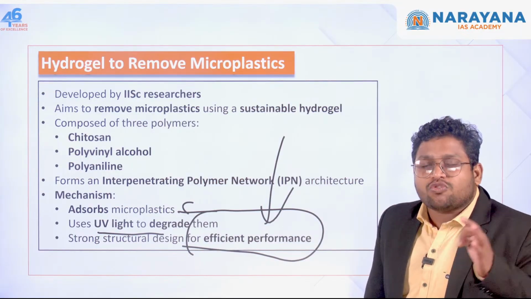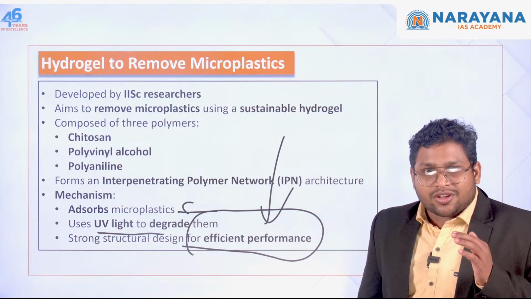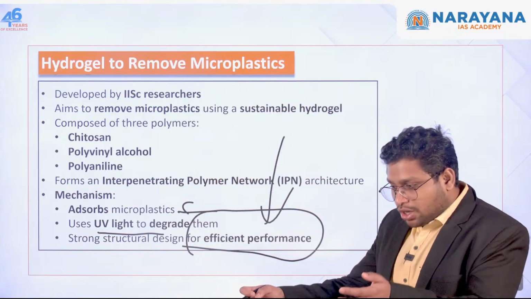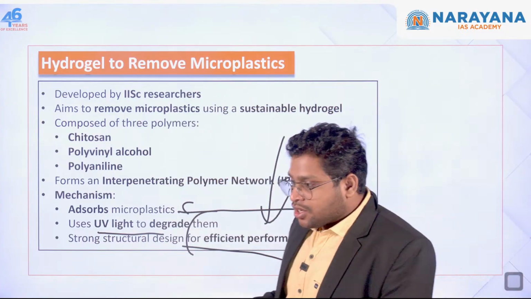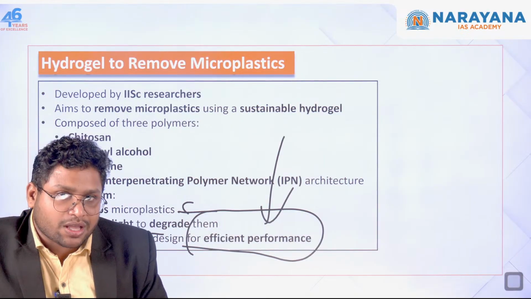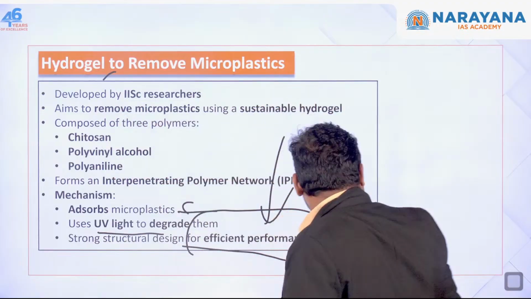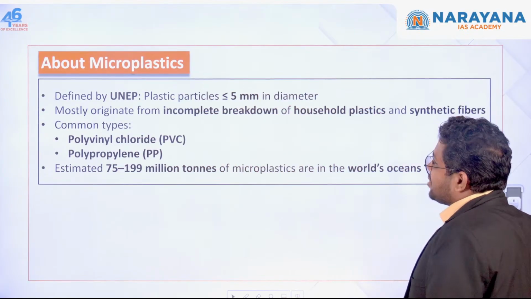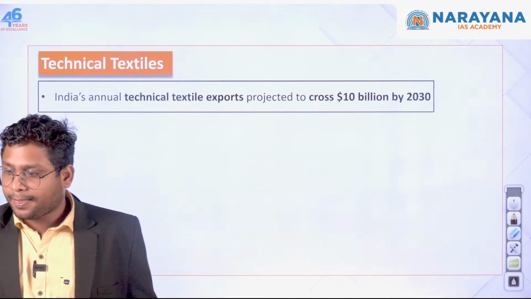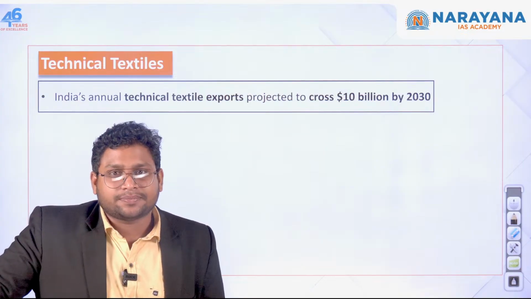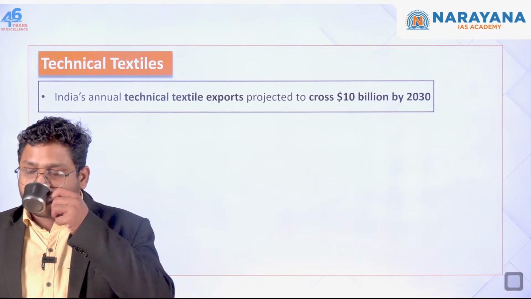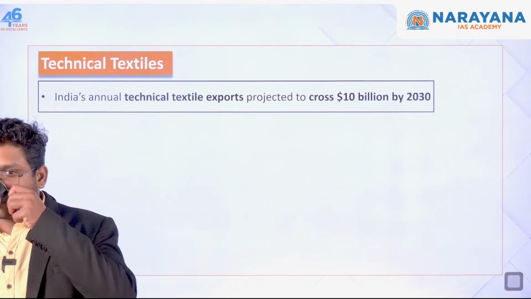Okay. Now, next one. Next one is technical textiles. We're talking about technical textiles. Now, what is the news? The recent news is India's annual technical textile exports have been projected to cross 10 billion US dollars by 2030. That means we're doing very, very good when it comes to technical textile. Already India is decent when it comes to textile industry.